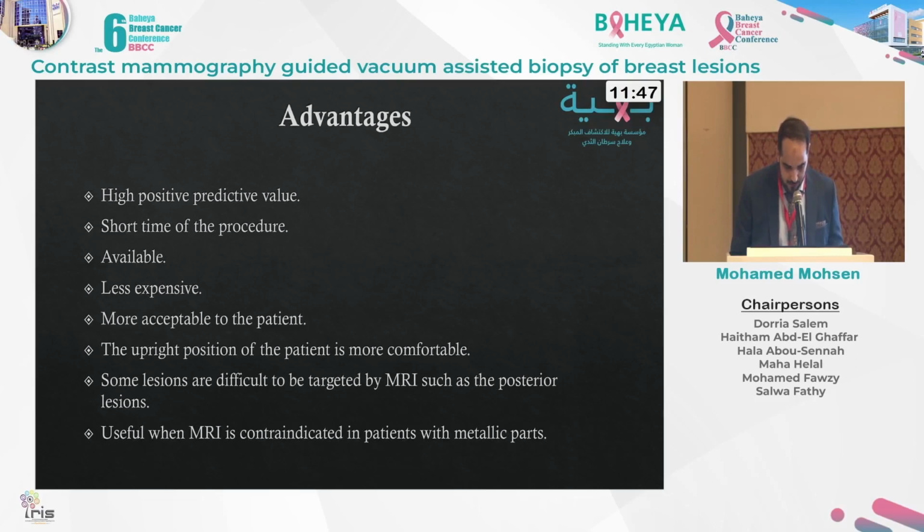It has a lot of advantages, such as high positive predictive value, short time to the procedure, availability, less expense, and more acceptance by the patient, where the upright position is more comfortable. Some lesions are difficult to target by MRI, such as the posterior lesions. It is useful when MRI is contraindicated in patients with metallic parts.